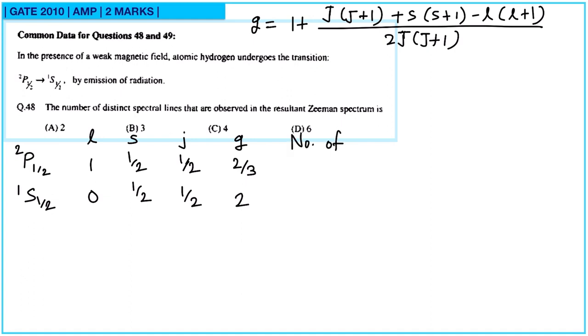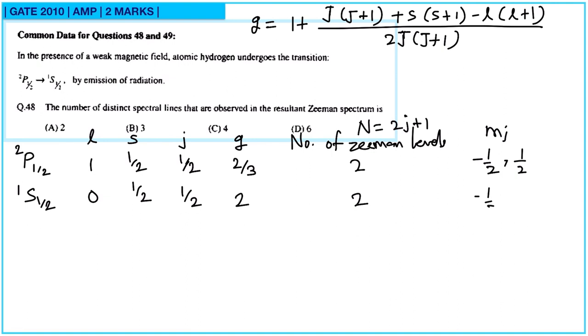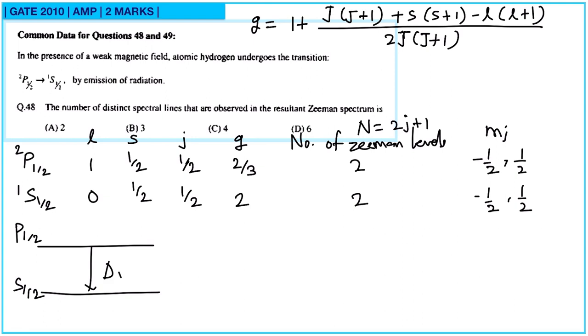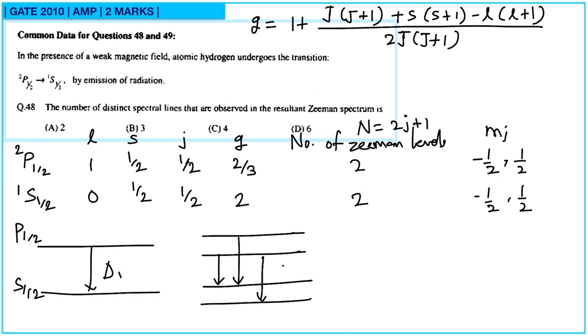Now we can calculate number of Zeeman levels, and that number is equal to 2J plus 1. And here J is half. So this will be 2 into half, that is 1 plus 1, 2. Here also 2. And value of mj will be, since there are two values, minus 1 by 2, 1 by 2, minus 1 by 2, 1 by 2. Now this transition is from P1 by 2 to S1 by 2, and this is D1 line. Now P half can be separated in two levels and this S half can be separated in two levels. So there will be 1, 2, 3 and 4 transitions. So these many transitions are possible.